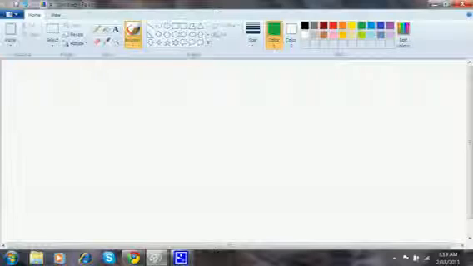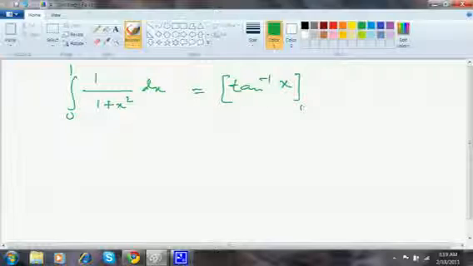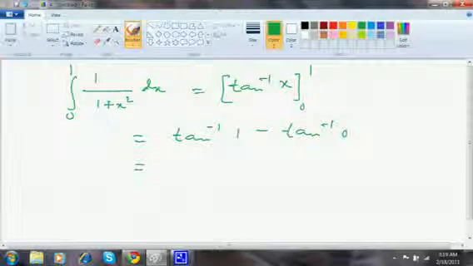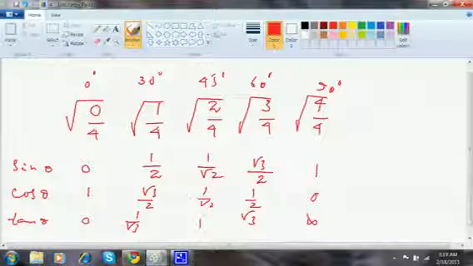Let's do 0 to 1, 1 by 1 plus x square. Now this is the direct formula. This is tan inverse x. So this is tan inverse, in place of x write 1, minus tan inverse, in place of x write 0. Now tan inverse of 1 is how much? For that, let's go with this table.